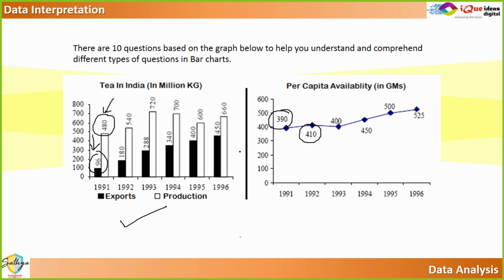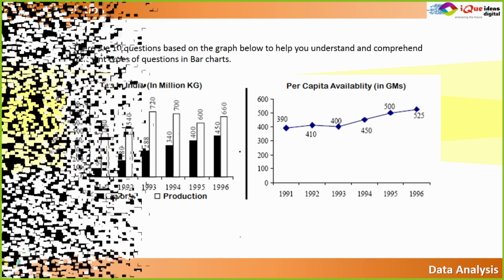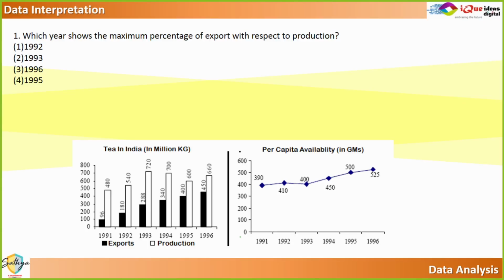Now, first question, based on the same data, which year has the maximum percentage of export with respect to production? Export to production का ratio is maximum in which year? Now, even without calculating, you can do this question. Even without calculating, we should be able to do this question.